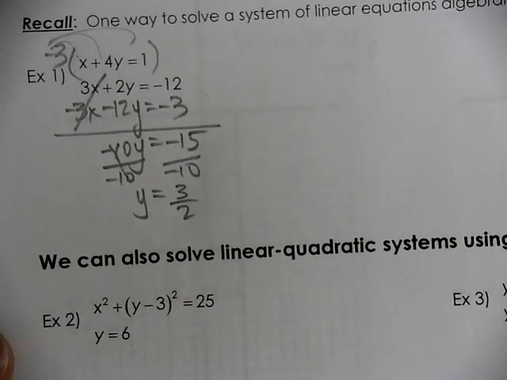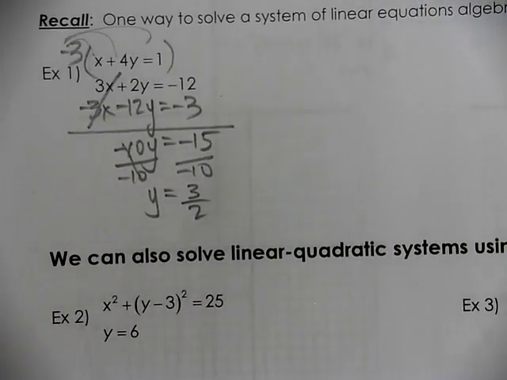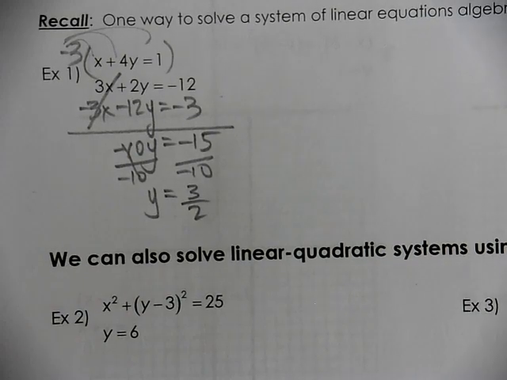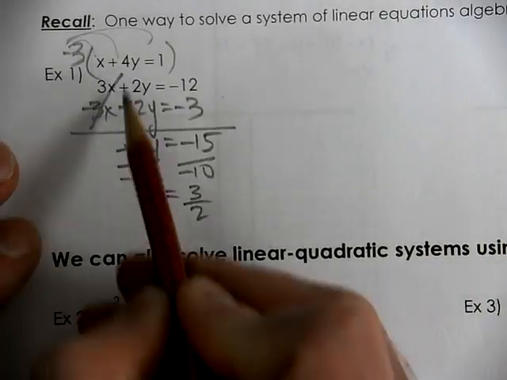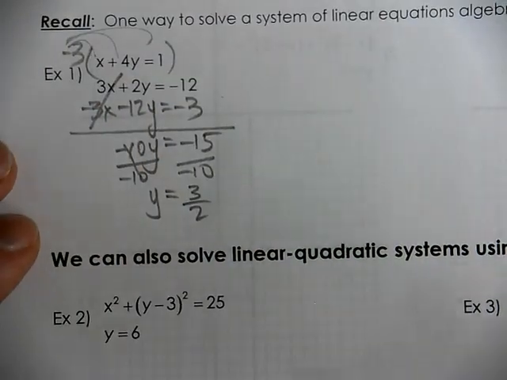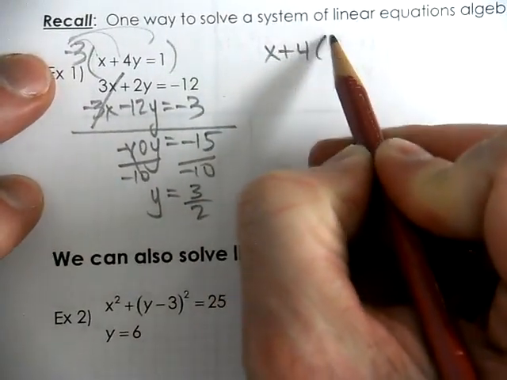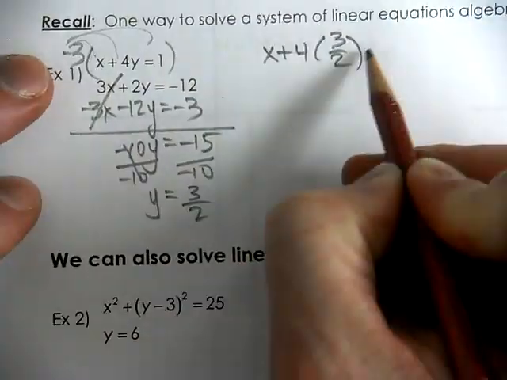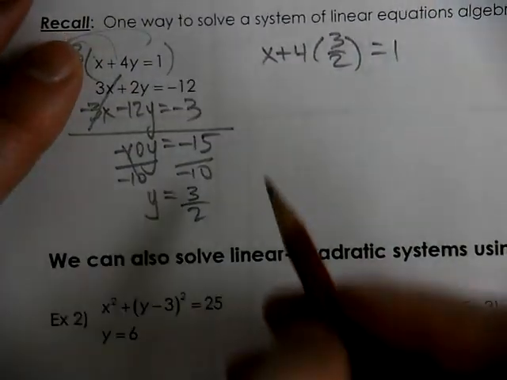Now I need to figure out what my x value is going to be. So what do you think we might do to figure out our x value? You can plug the 3/2 into either one of the equations, your choice. So we have x plus 4 times 3/2. I'm choosing to plug it into the top one. It just looks a little bit simpler to me.